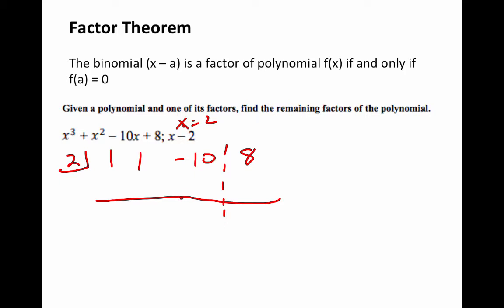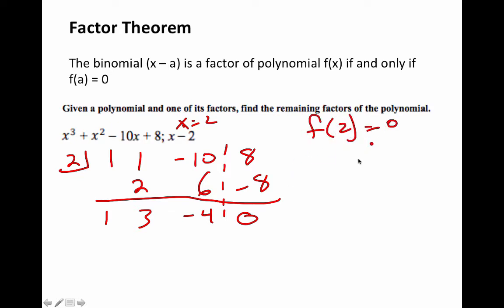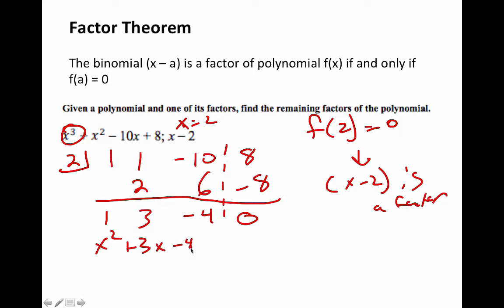And then we drop it, and we multiply it, and we add it, and we multiply it, and we add it, and we multiply it. And they kind of told us that this was going to be one of its factors, so this shouldn't surprise us. It tells me that if f of 2 equals 0, then x minus 2 is a factor. That's what they're saying. Now, this was x cubed, so now we can go down here and put the answer down: x squared plus 3x minus 4.